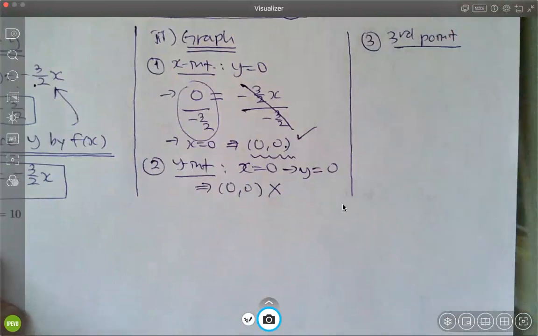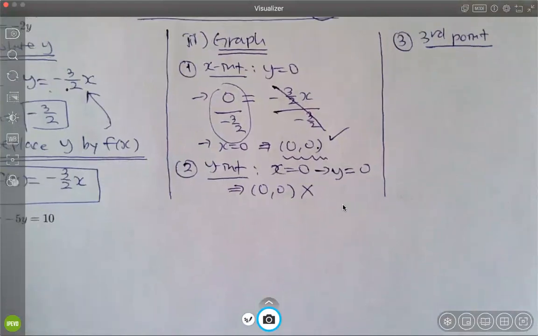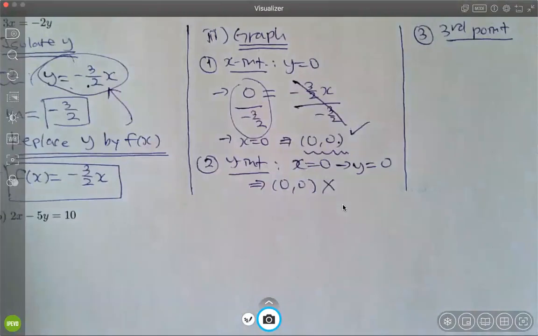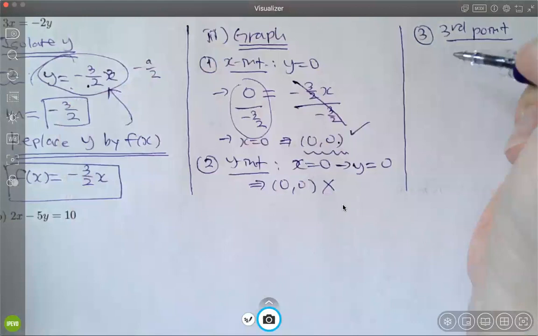So what do you do? You plug in a number, some easy number, to x. Now remember, your goal is to not see a fraction. So from this y equals -3 over 2x, what can you plug into x so that you don't see a fraction for y? 3 for x. So when you plug in 3 here, what do you get? -9 over 2. So there's a fraction.